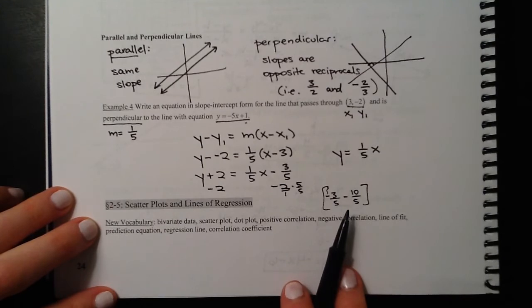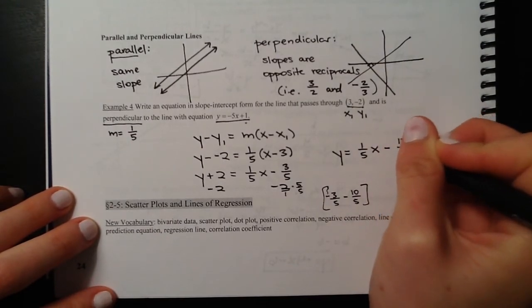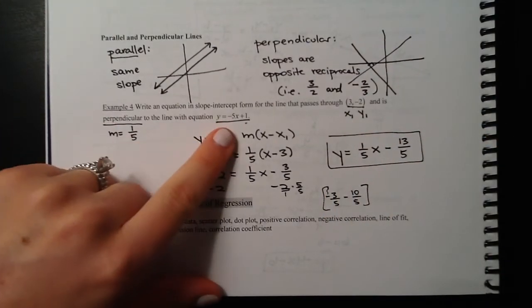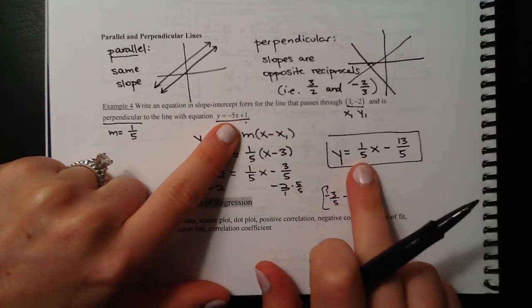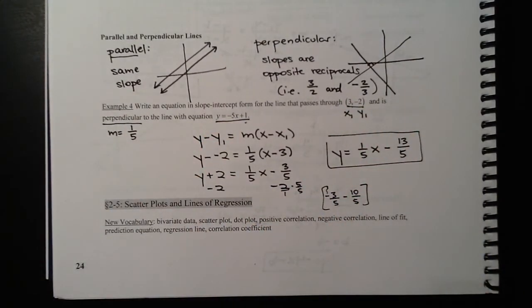So now that they have the same denominator, I can combine the numerators. So it's a negative 13/5. So that would be your final equation. It's perpendicular to this. Negative 5 is opposite reciprocal to 1/5. And then if you plug this point in, you could see it would make the solution true. All right, that's it.